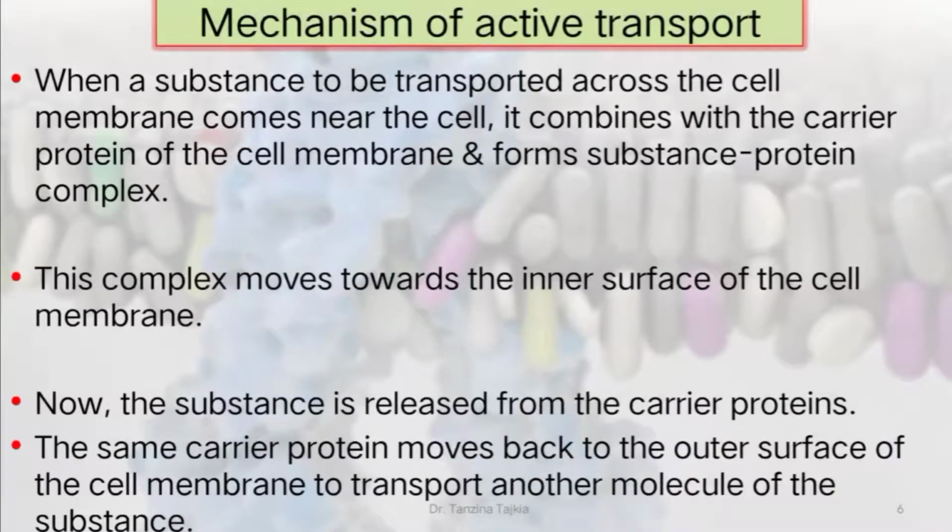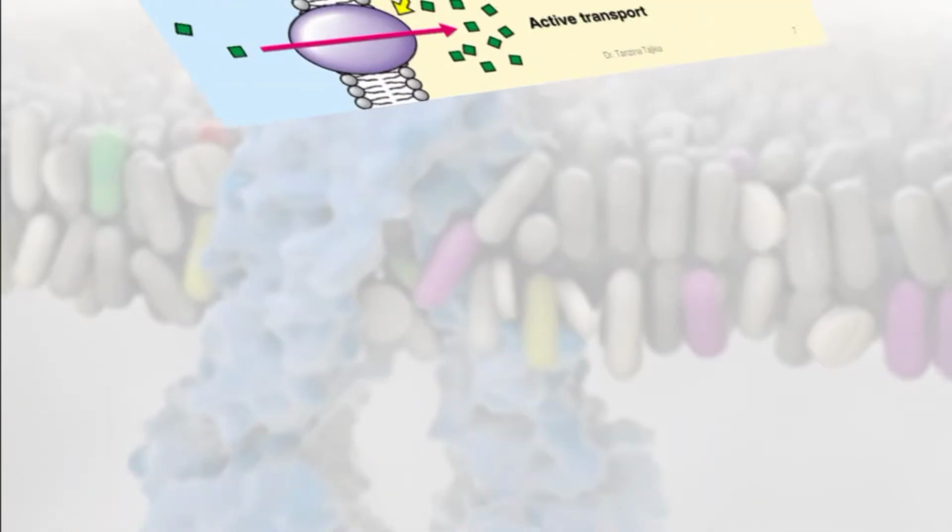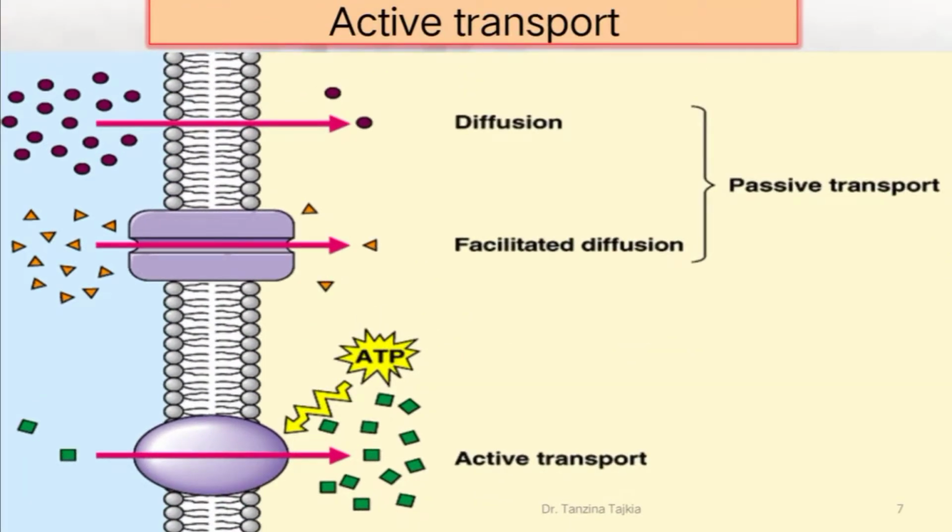Mechanism of active transport. When a substance to be transported across the cell membrane comes near the cell, it combines with the carrier protein of the cell membrane and forms a substance-protein complex. This complex moves towards the inner surface of the cell membrane. Now the substance is released from the carrier protein. The same carrier protein moves back to the outer surface of the cell membrane to transport another molecule of the substance. This is the figure for active transport process.